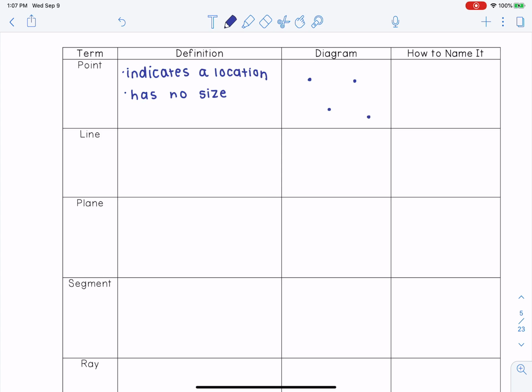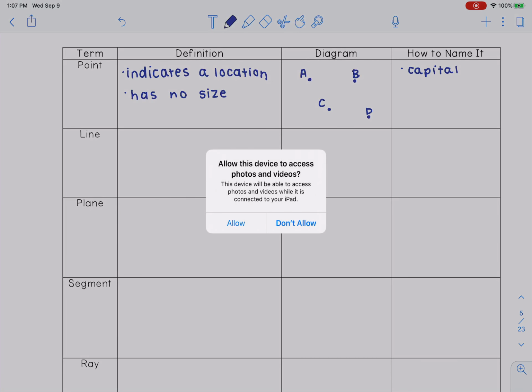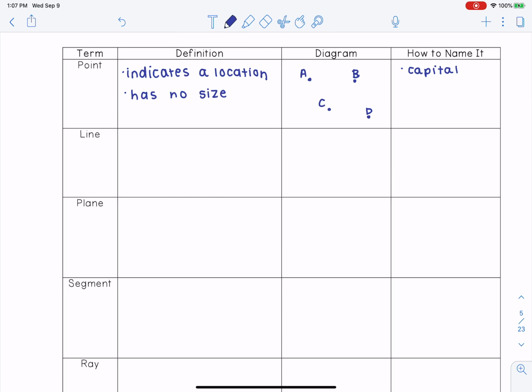And we're going to name them by just a capital letter with the dot. So just a capital letter and a dot.